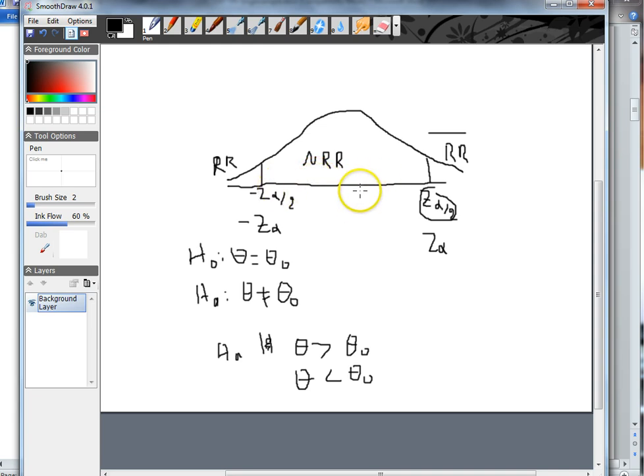Okay, so this is how the test is structured, and in the next video we're going to talk about applying it to the population mean. All right, thank you.